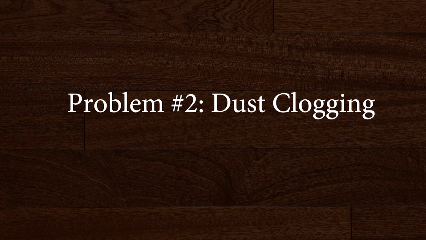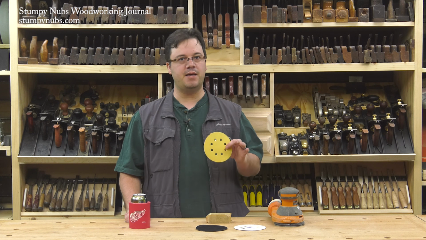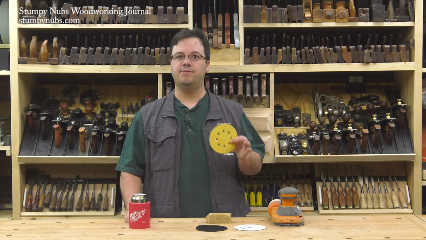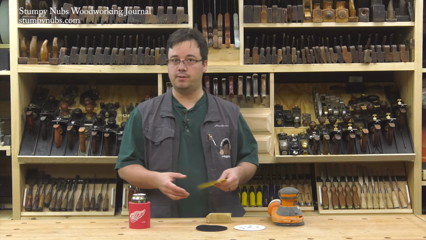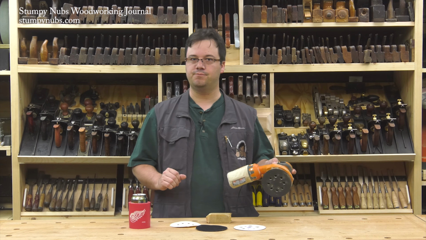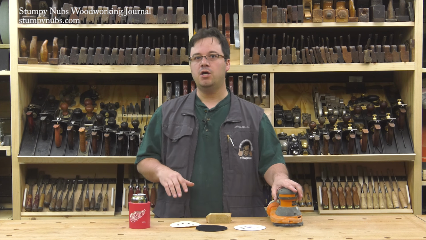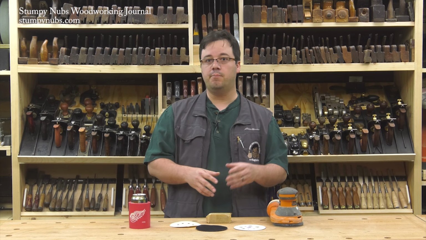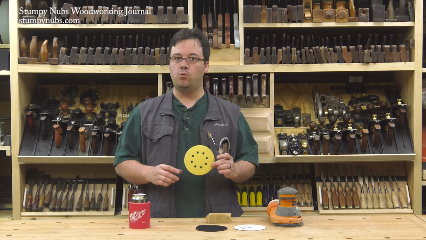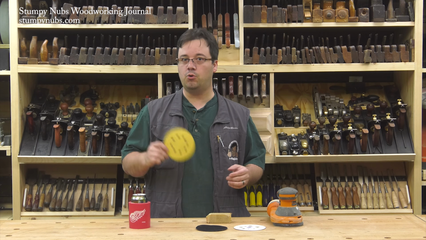This problem is related to the last one, but it's worth going into a little bit deeper. When you sand, especially if you're using a coarse grit, the dust can build up quickly. Some random orbital sanders have reasonably effective built-in dust collection. Others, not so much. If you let the dust build up, you may get swirl marks, as we discussed earlier, but you're definitely going to clog your paper up so that it'll stop working well, and you'll have to sand a lot longer. Clogged paper will also build up heat and dull more quickly.